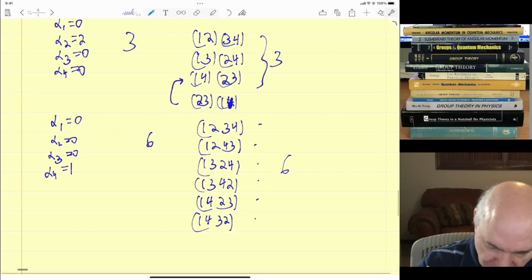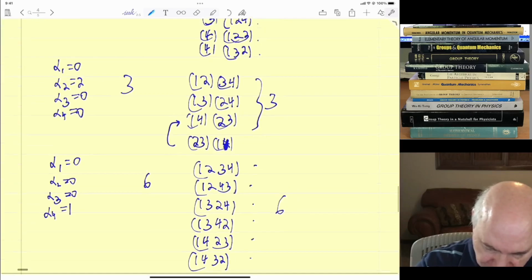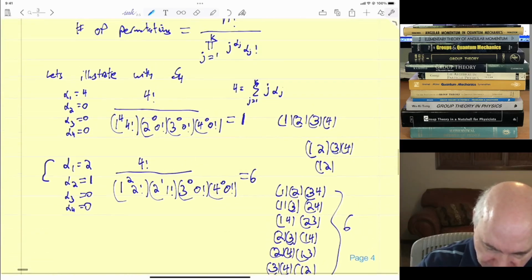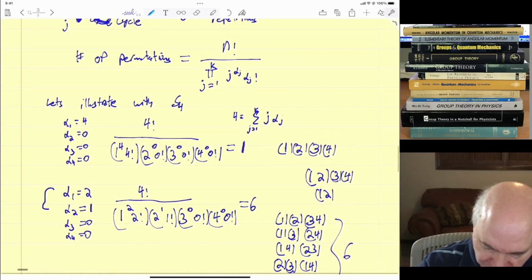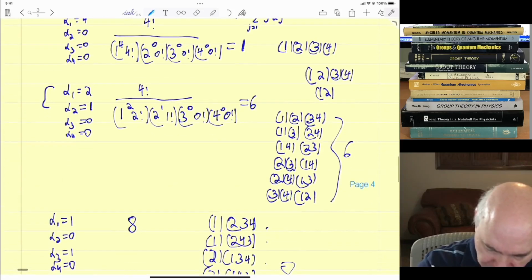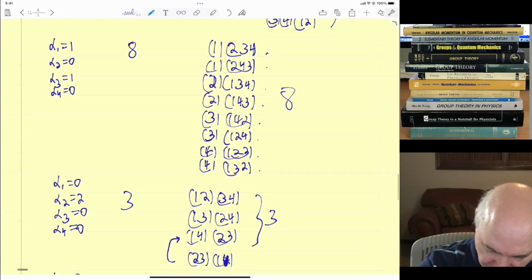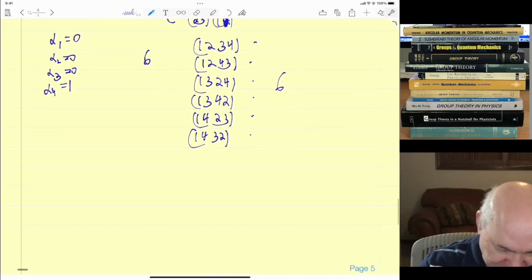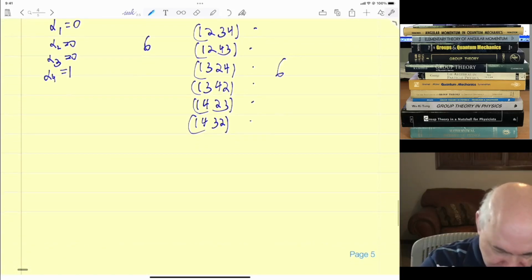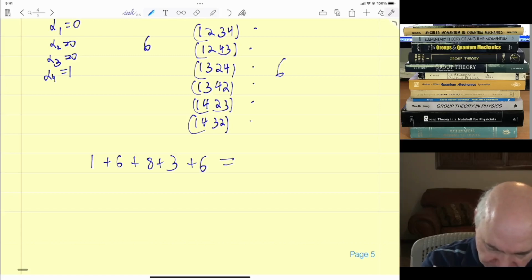Very good. So altogether, you might notice we seem to have 5 types of permutations. We got 1, 6, 8, 3, and 6. Let's first check. We should have 24 permutations. So I get 1 plus 6 plus 8 plus 3 plus 6. 14, 17, 24. So that's good, because 4 factorial equals 24.